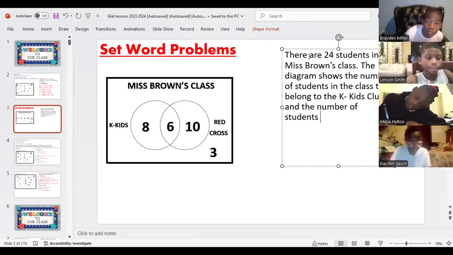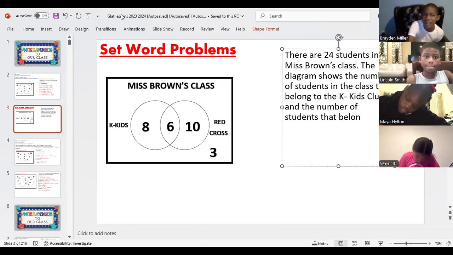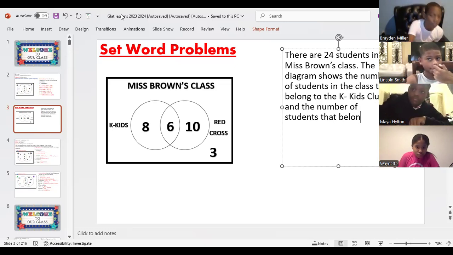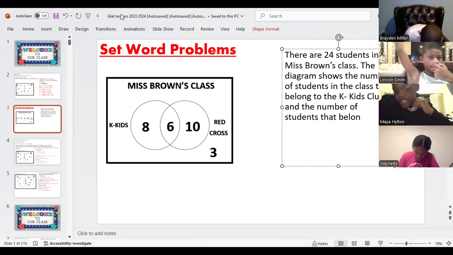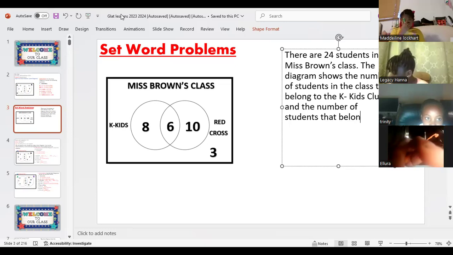Mr. Petit, I'm in K Kids. You're in K Kids? Yes, sir. Anyone else in K Kids? I am. Me. My teacher, his name is Williams Brown. All right, who else is in K Kids? I am. I'm the security. The security. Okay. And I'm the vice president. You're the vice president. Okay.